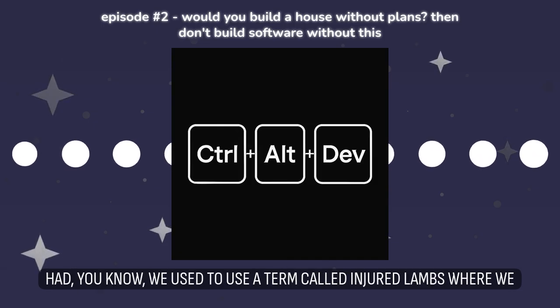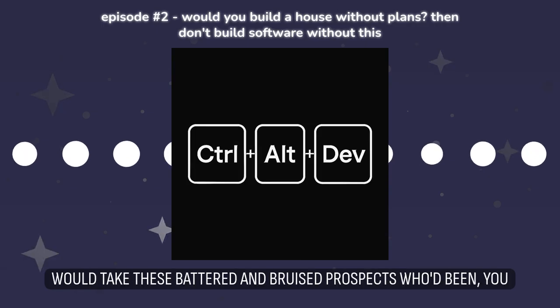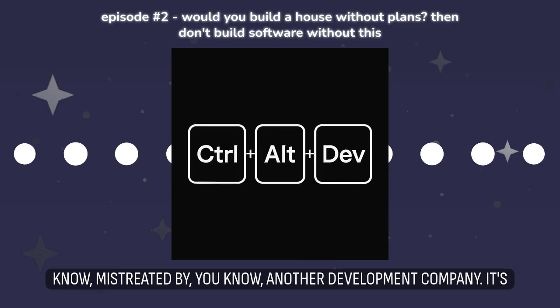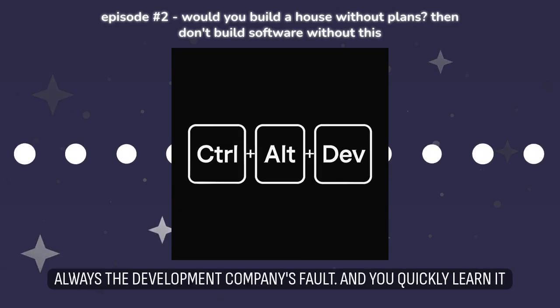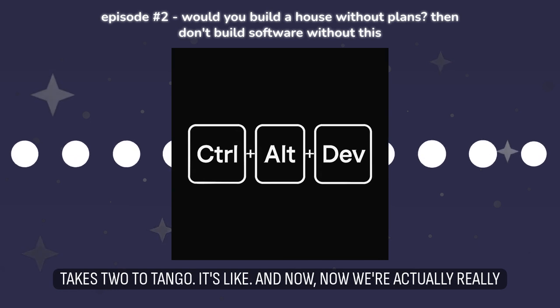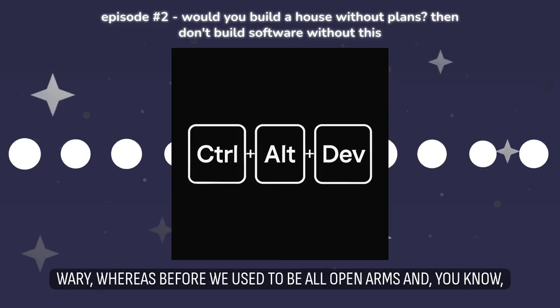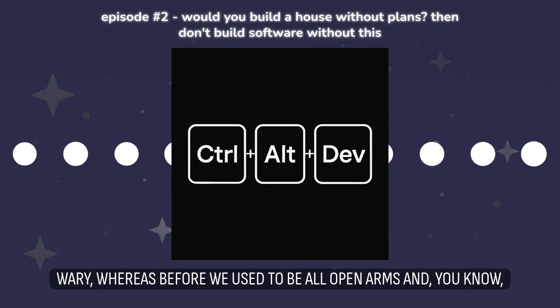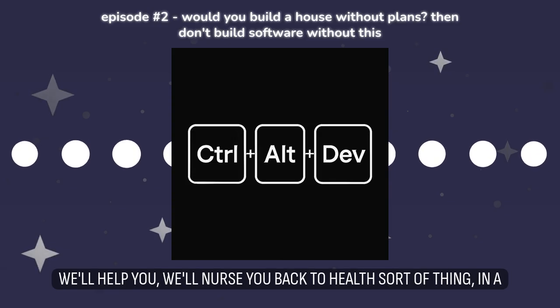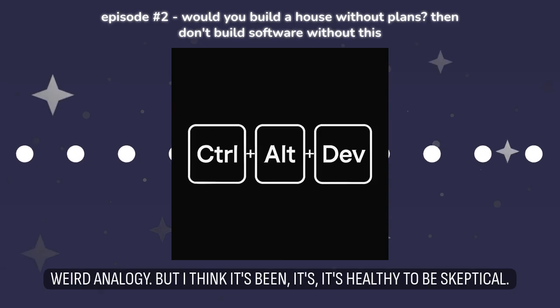We used to use a term called injured lambs, where we would take these battered and bruised prospects who'd been mistreated by another development company. It's always the development company's fault. And you quickly learn it takes two to tango. And now we're actually really wary. Whereas before we used to be all open arms and, we'll help you, we'll nurse you back to health, sort of thing, in a weird analogy.